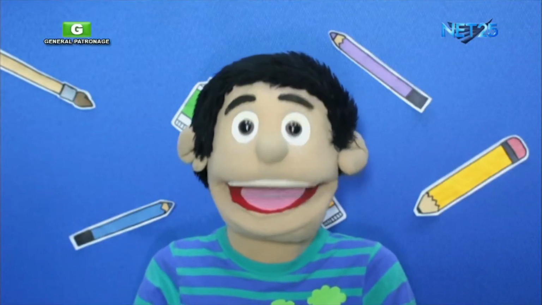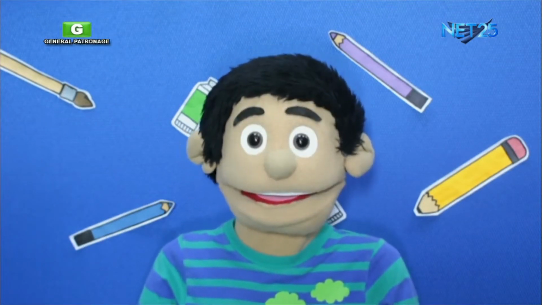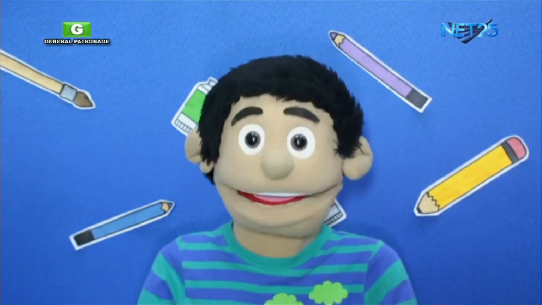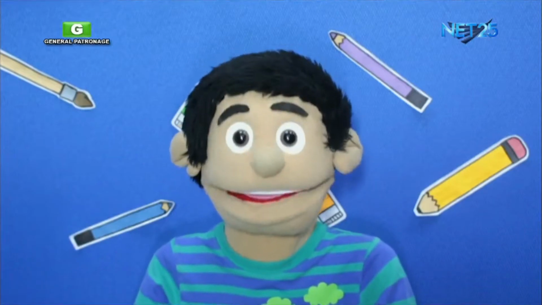Now let's count the edges. Let's count the lines where 2 faces meet. Be careful in counting. Let's count carefully. 1, 2, 3, 4, 5, 6, 7, 8, 9, 10, 11, 12. Wow! There are 12 edges, friends. A cube has 12 edges. Good job counting!